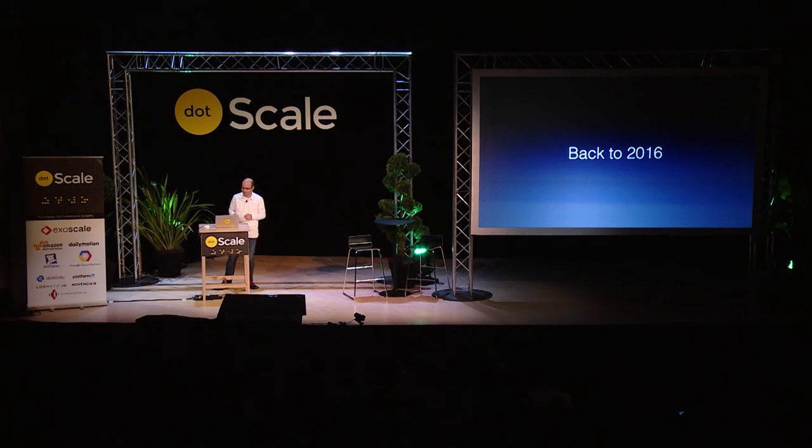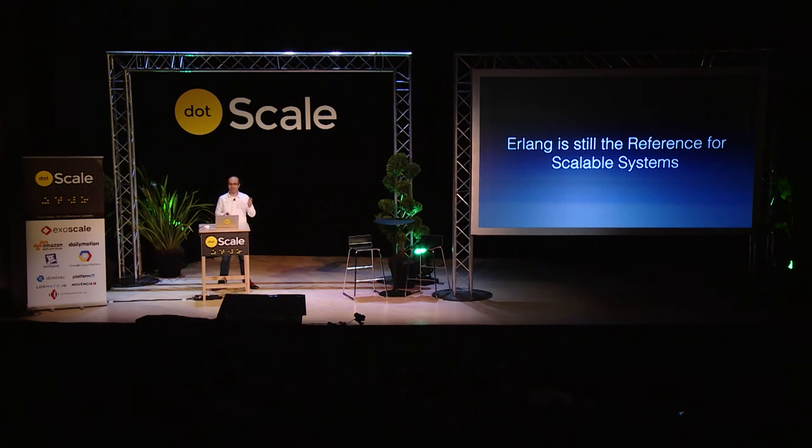So back in 2016, Erlang is still a reference for scalable systems despite the competition. It's still unmatched in some areas, error handling, transparent clustering, and it does keep its lead by focusing on a niche domain, which is the ability to build highly scalable, highly robust services.